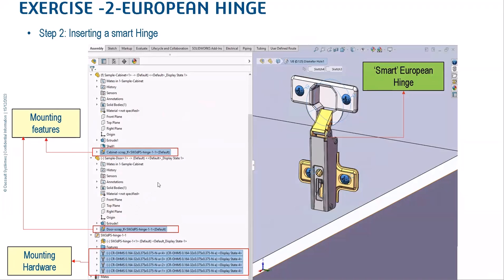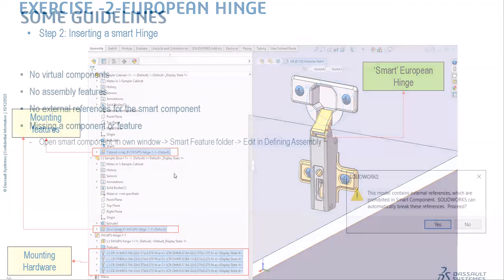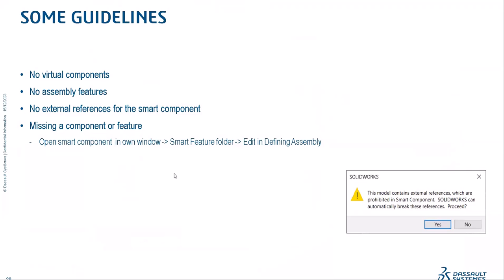Again, here are the mounting features and the mounting hardware for this smart component. So a few guidelines. You cannot use virtual components when you're defining a smart component. And again, a virtual component is a component that exists only in the assembly, like you haven't saved that component to its own file on disk. And so smart components require all of the associated components be created not as virtual components, but as components that are saved to disk.